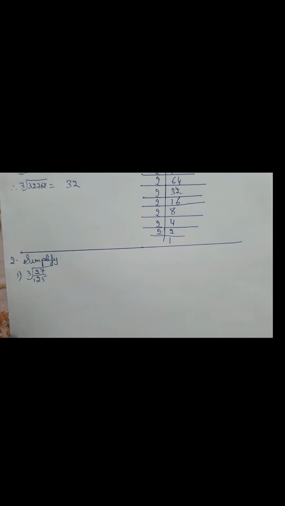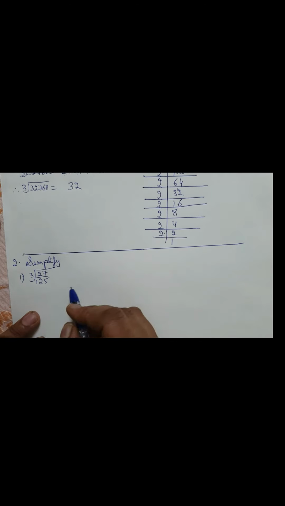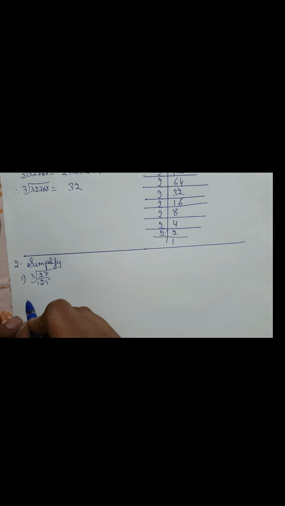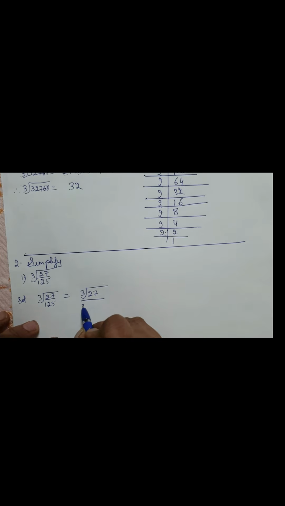Now for that, what we will do? We will write the solution over here. Cube root of 27 upon 125 is equal to, we have to write them separately. So cube root of 27, put this line, upon cube root of 125.